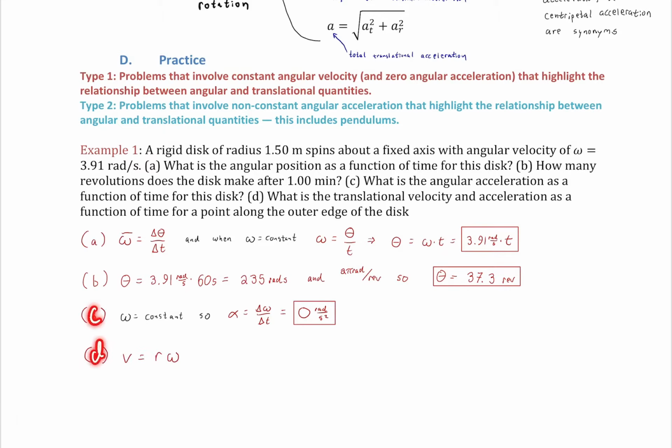I think I labeled this wrong, I'm still kind of mixed up. This should be a C and a D. I don't know why I did that. But anyway, here I asked, what is the translational velocity and acceleration as a function of time for a point along the outer edge? Okay, so v equals r omega.